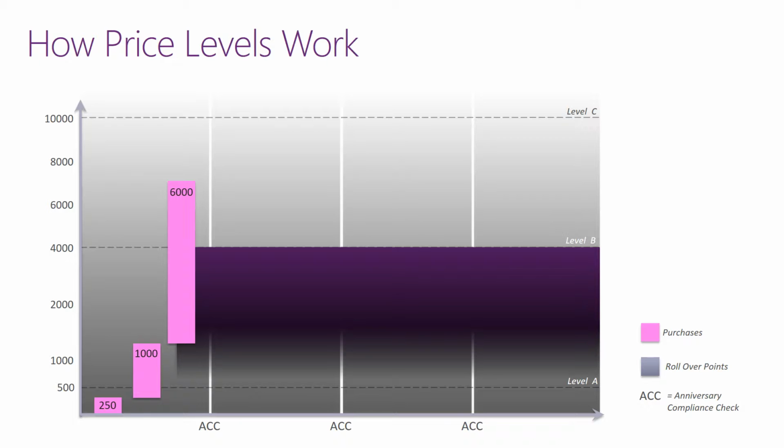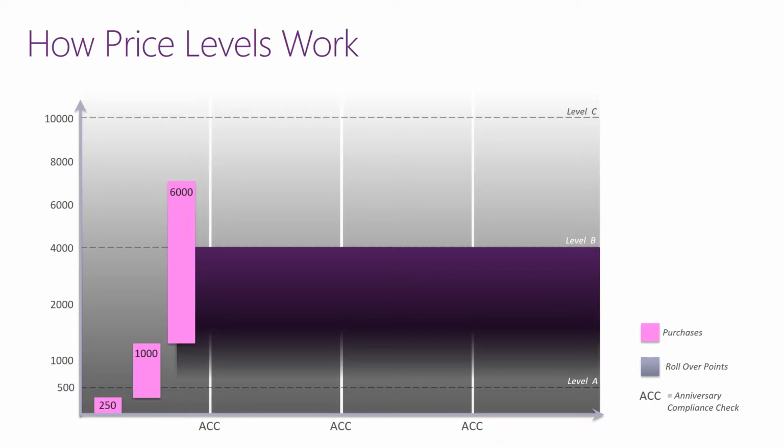Now that's all of the orders that our customer places this year. So what happens at the end of the year? Well, there's an anniversary compliance check. That's the ACC marked on my diagram, which is where the points are totaled and the price level for the following year is determined.